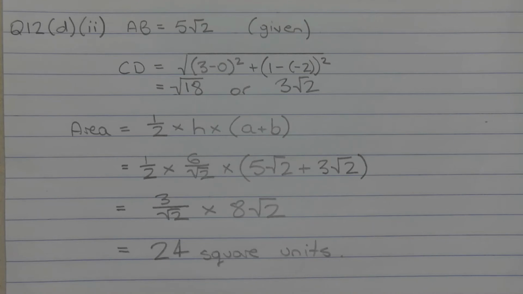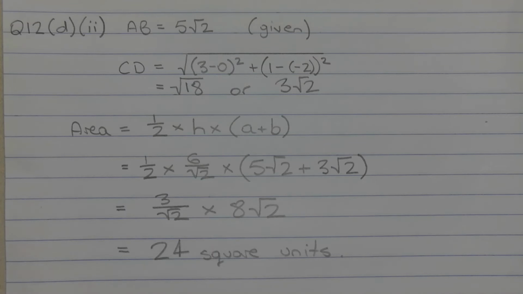So using the distance formula, the length of CD is equal to the square root of (3 - 0) squared, so that's x2 minus x1, plus (1 - -2) squared, so that's y2 minus y1. And that simplifies to the square root of 18, or 3 times the square root of 2.